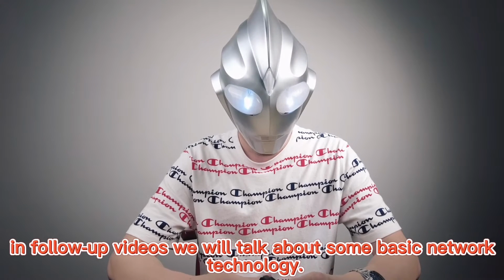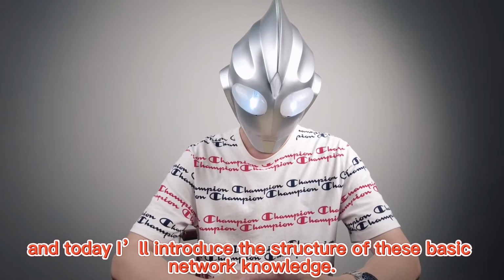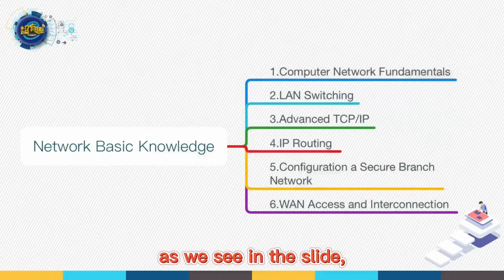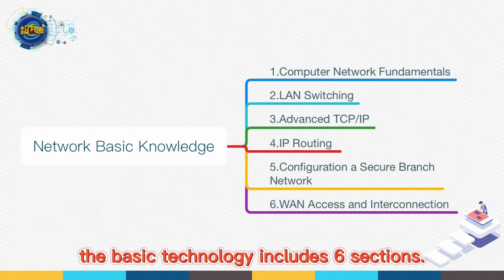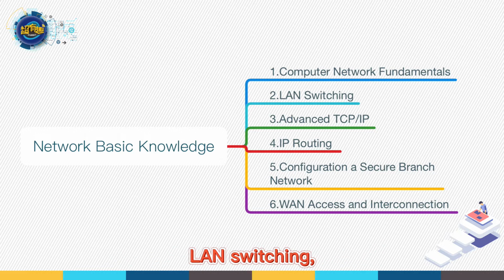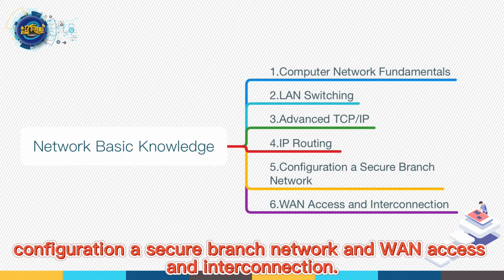In follow-up videos, we will talk about some basic network technologies, and today I'll introduce the structures of these basic network technologies. As we see in the slides, the basic technologies include 6 sections: computer network fundamentals, LAN switching, advanced TCP/IP, IP routing, configuration of a secure branch network, WAN access and interconnection.